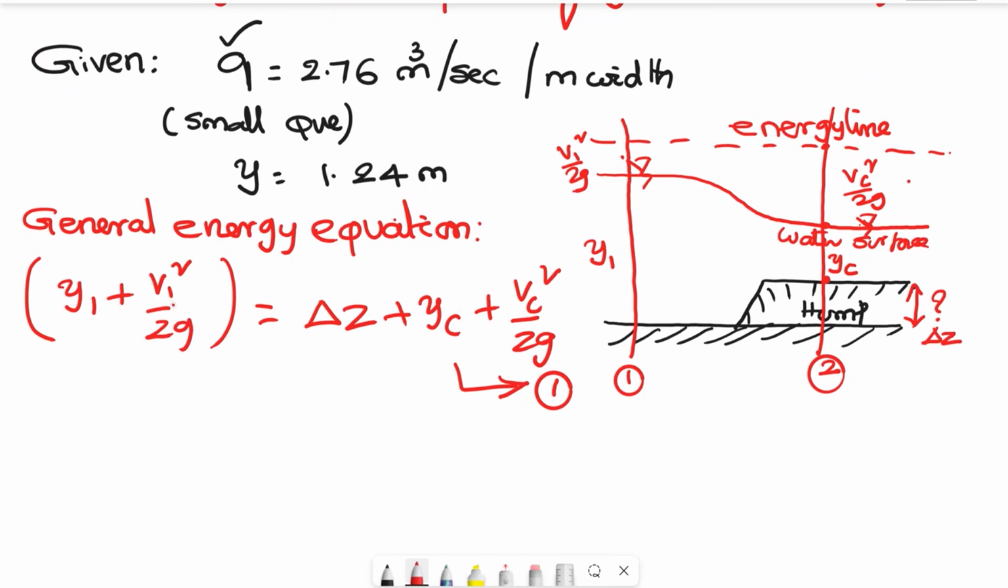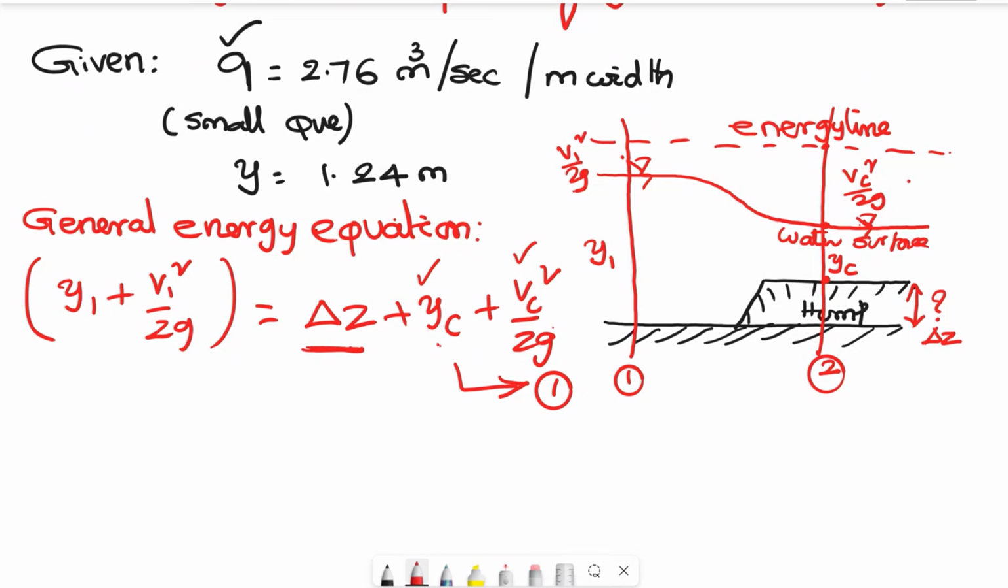You can find v1 squared by 2g also, not a big issue, because small q is known, y1 is known. Yc we don't know. Delta z we don't know. Vc squared by 2g we don't know, unless this side is determined. So at least this and this are determined. You cannot find this, because this is what we need to find. So this should be found out. Only if yc is found out, then you know vc squared by 2g is nothing but half of yc. So if this is found, the total problem is solved.